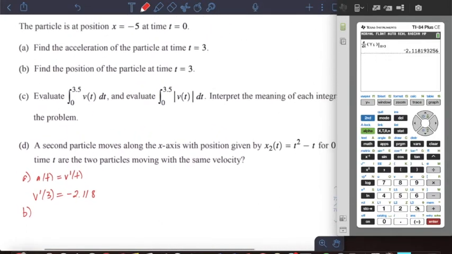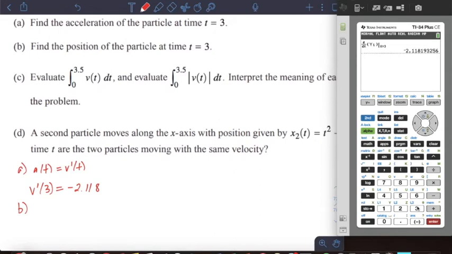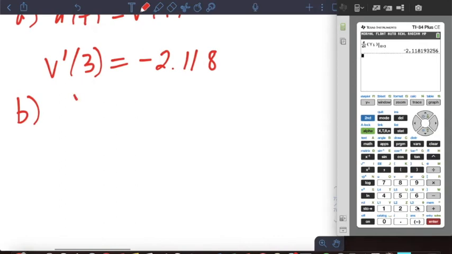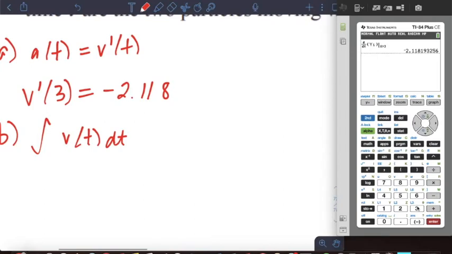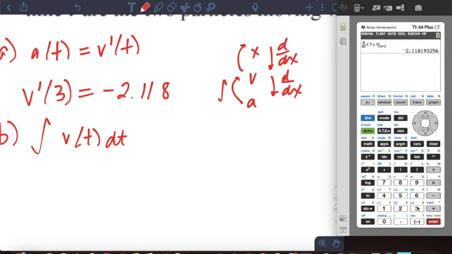For part B, it says find the position of the particle at time t equals 3. So let's think through this here. If I take the integral of velocity, what would we get? We just took the derivative of velocity, which gave us acceleration. If I take the integral of acceleration, I would end up with velocity. Let's go up a level. Which function has velocity as its derivative? That would just be position. And so if I take the integral of velocity, I would end up with my position function.